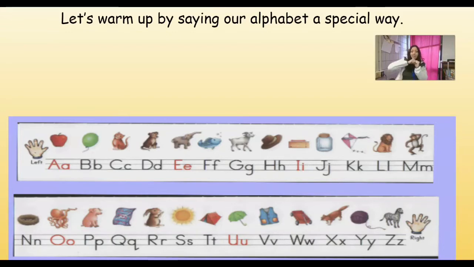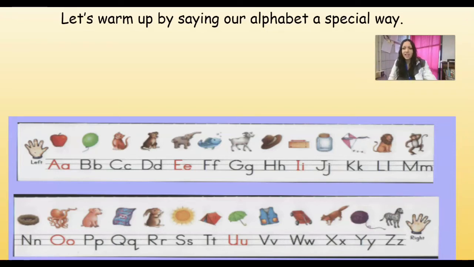Are you ready? So we have A, B, C, D, E, F. Oh, here comes G. G, H, I. Oh, J, K, L, M, N, O. Oh, P drops down low. Q, R, S, T, U, V, W, X, and then Y, Z.